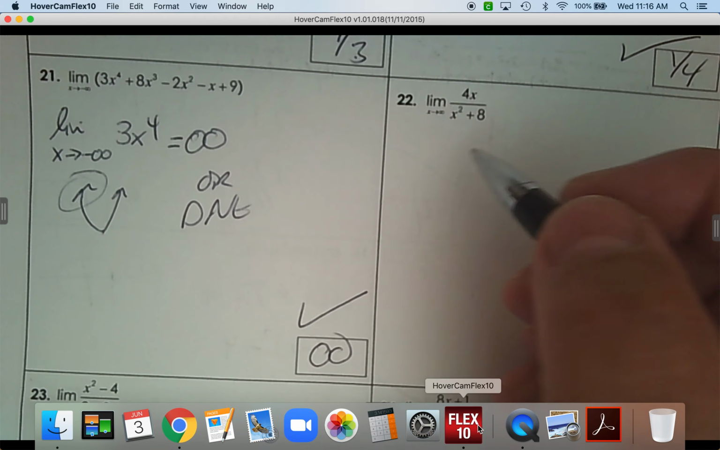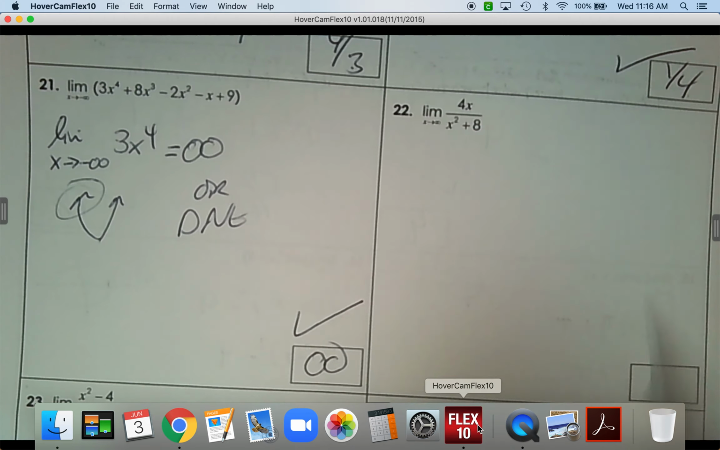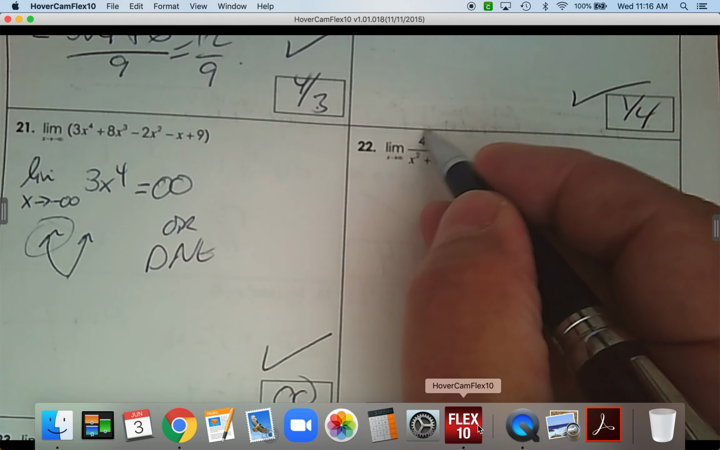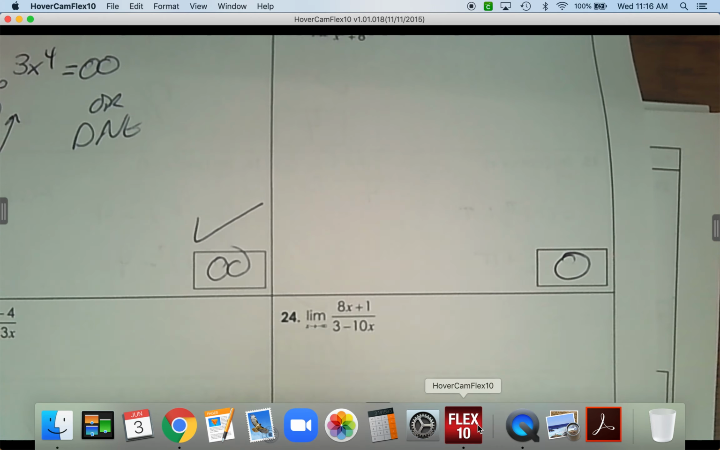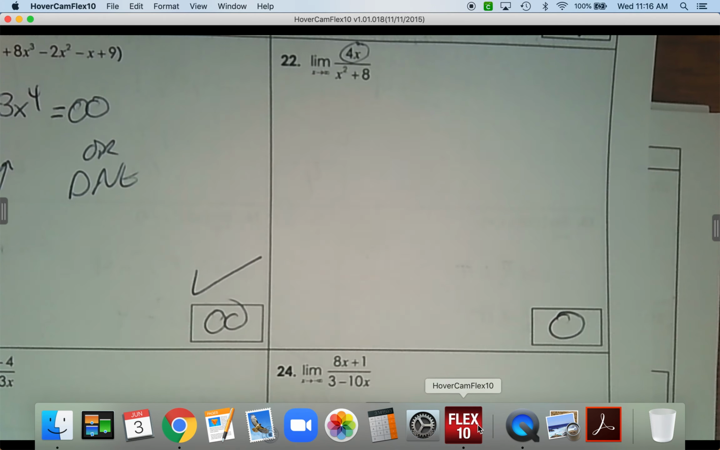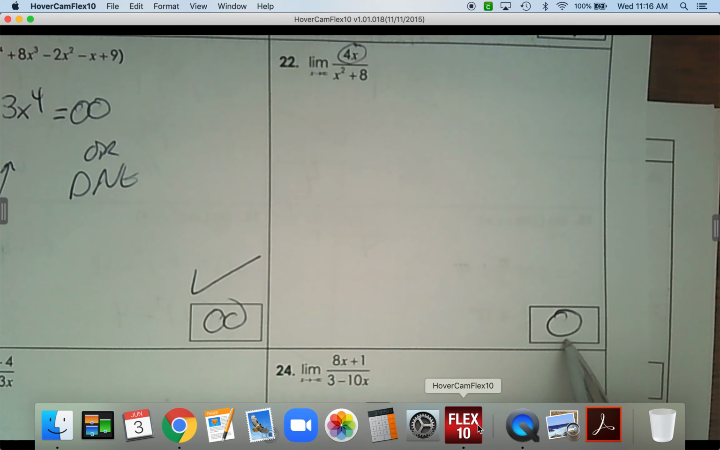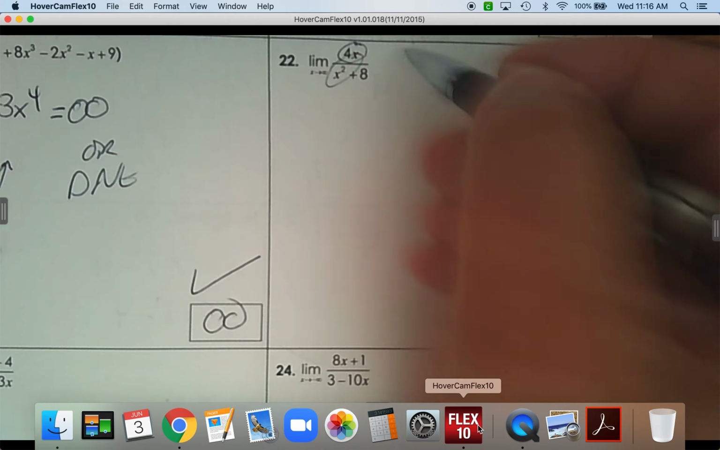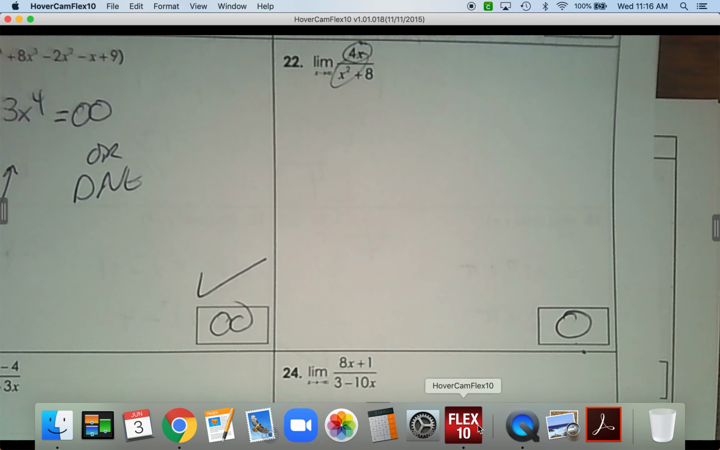Again, I'm looking at the limit as x approaches infinity. What do I see here when I look at the power? I notice the top is less powerful. That means this answer is 0, always. So when the bottom is more powerful, going to infinity or negative infinity, the answer is 0. So as soon as I know the top is less or the bottom is more powerful, there is your answer.